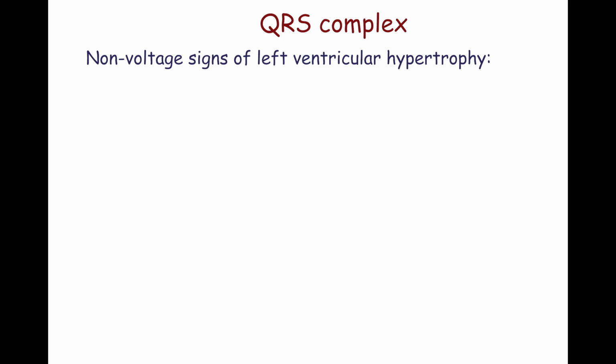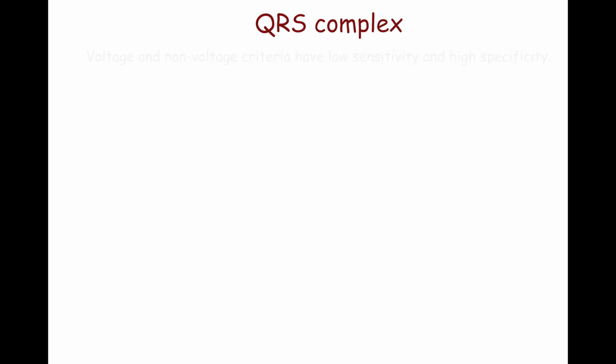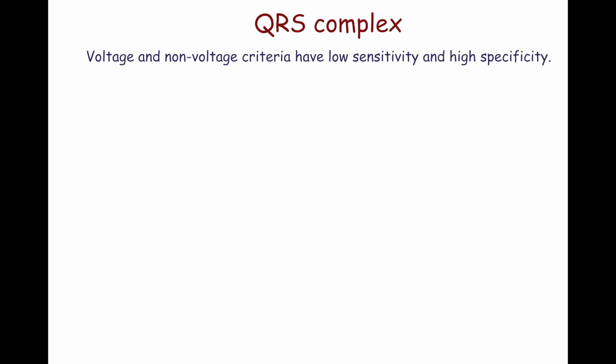Other ECG changes supporting left ventricular hypertrophy are left axis deviation, ST segment depression and T-wave inversion in leads 1, aVL, V5, V6, called left ventricular strain, and signs of left atrial enlargement. All criteria for left ventricular hypertrophy have low sensitivity and high specificity. In other words, they may not be met if left ventricular hypertrophy is present.